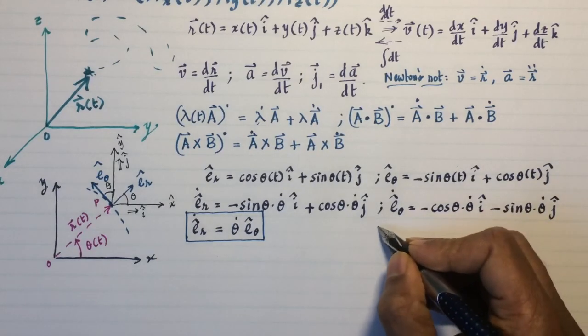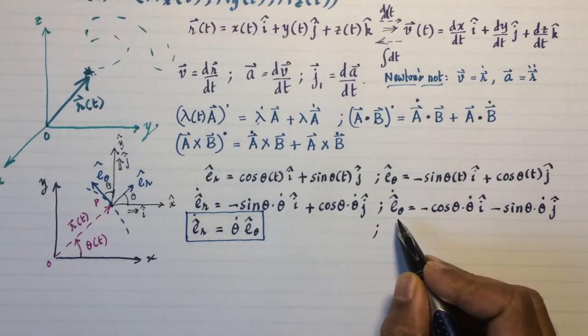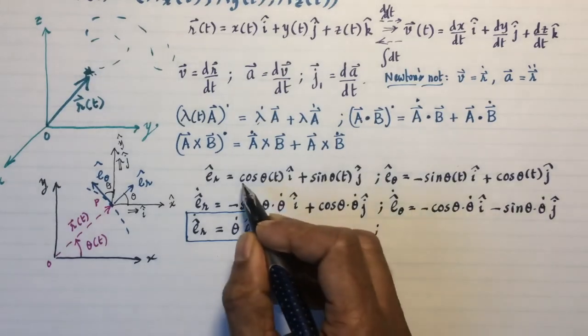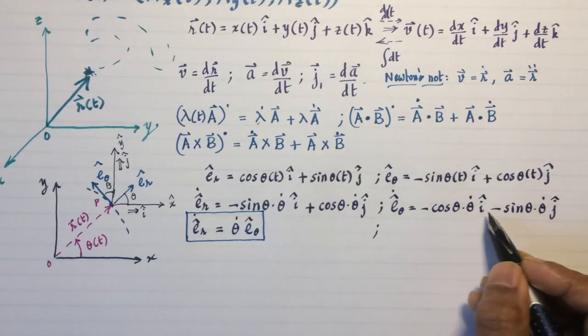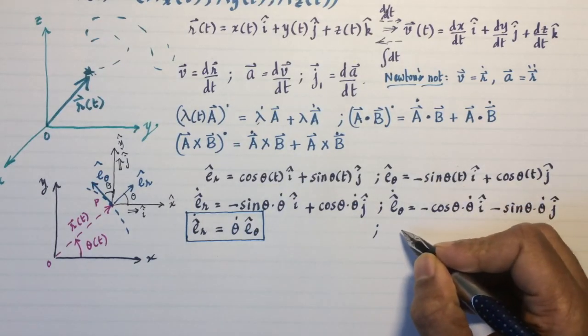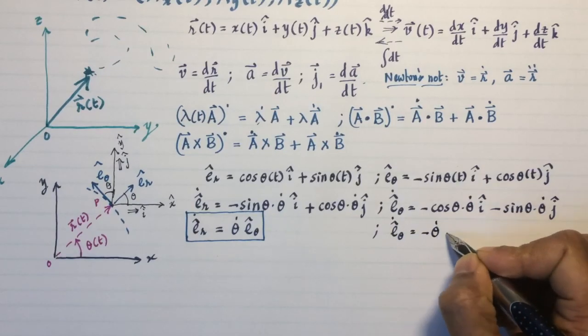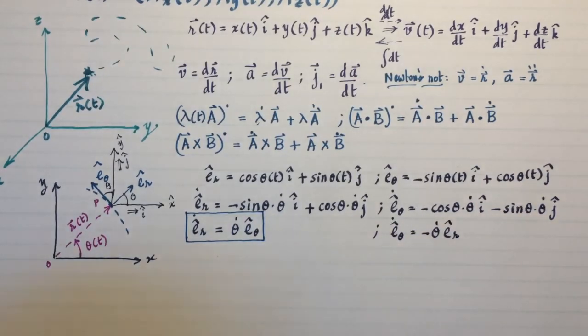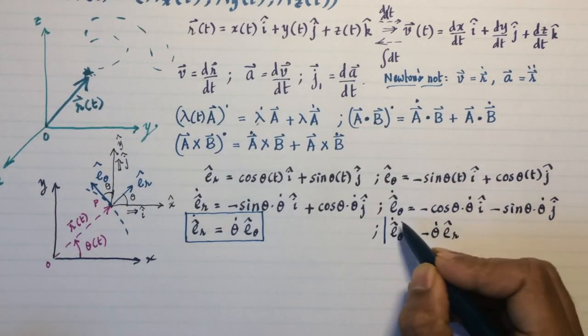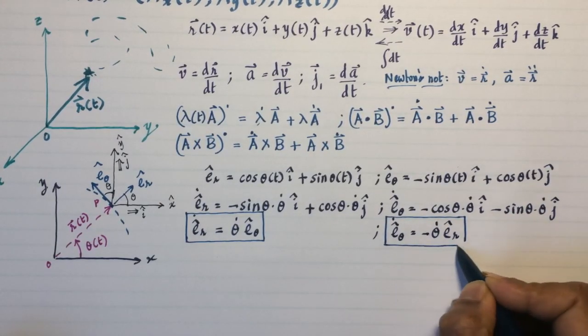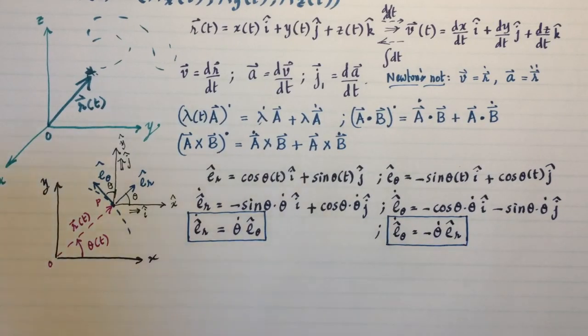Now let's do the same thing for this. What interpretation can you give this? Well, e theta dot is just the minus of er, except with the theta dot again. So we have e theta dot equals minus theta dot times er. So the geometric interpretation of that is that the derivative, or the rate of change, of the tangential vector is in the radial direction. So it looks like their directions, and that makes kind of sense.